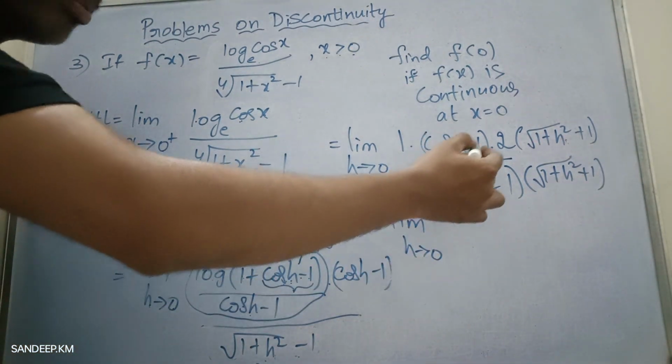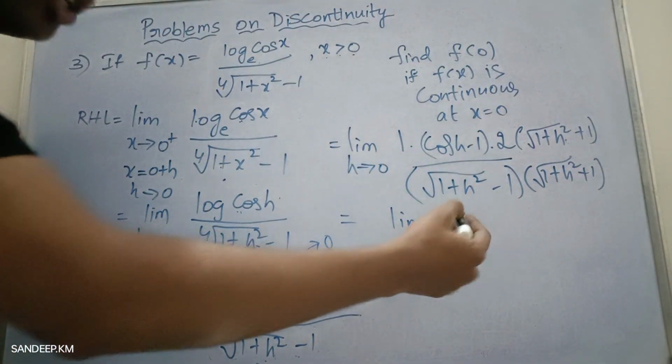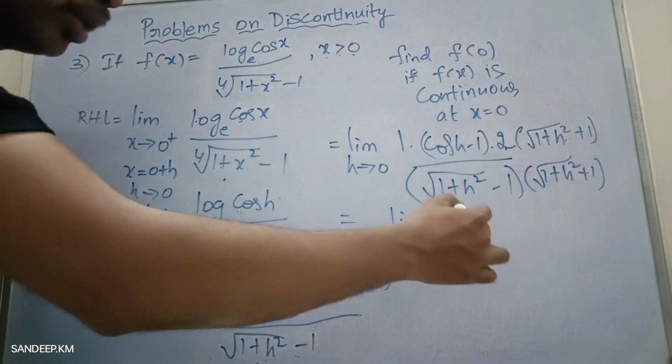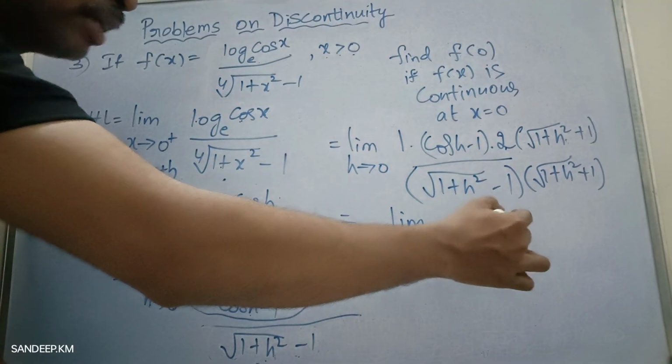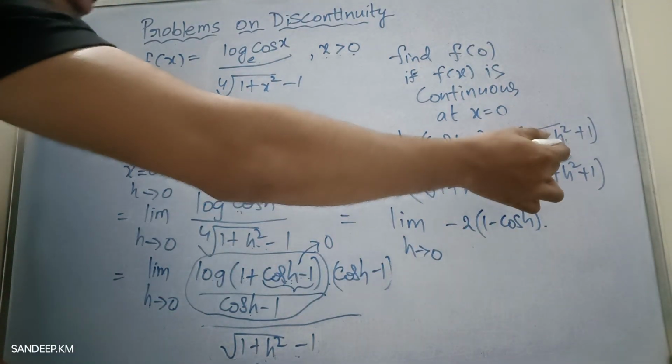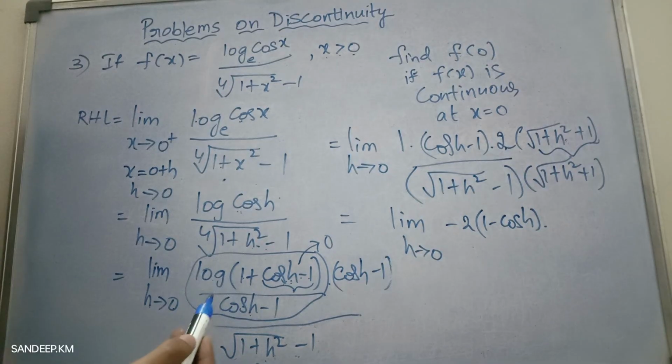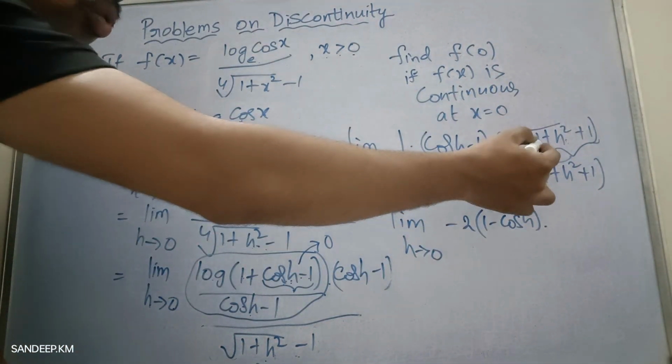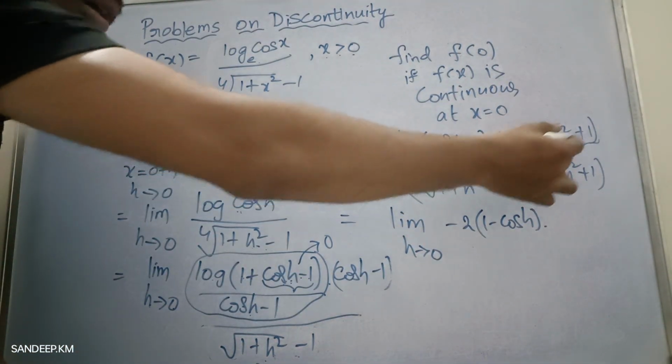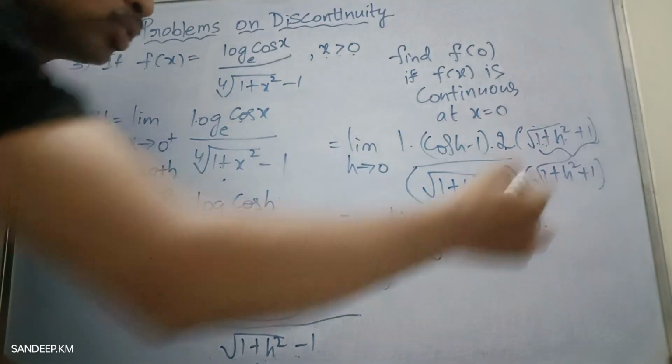So cos h minus 1 is there. Now let me take minus common. You will understand why. Minus, I'll write 2 here, into 1 minus cos h into, here we can substitute h value as 0. Okay, now we can substitute h value as 0. So 1 plus 0 is 1. Root 1 is 1. 1 plus 1 is 2.